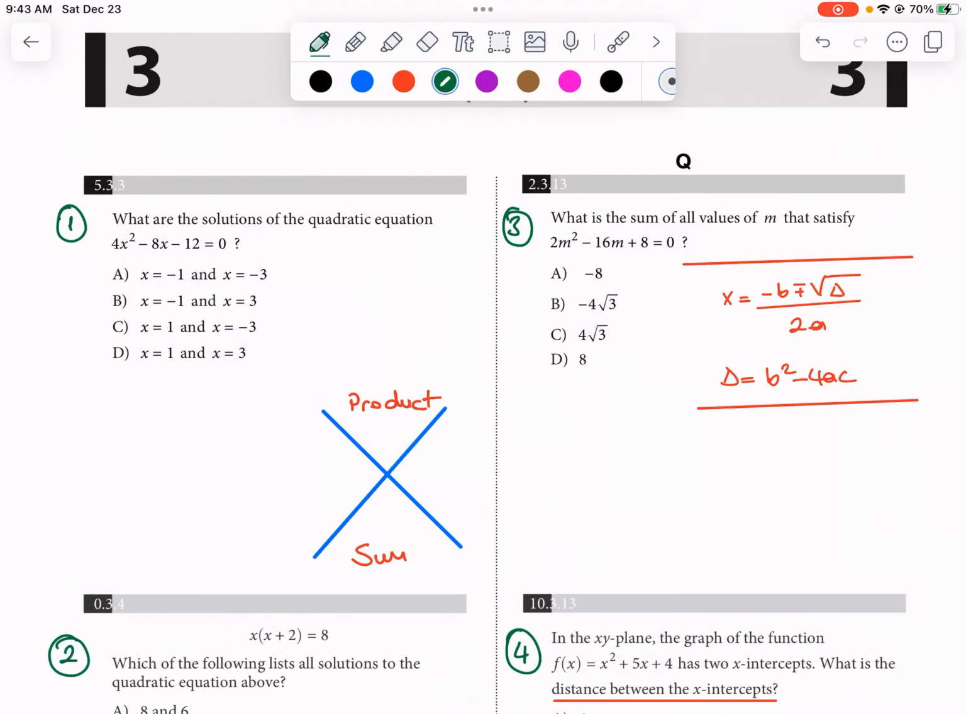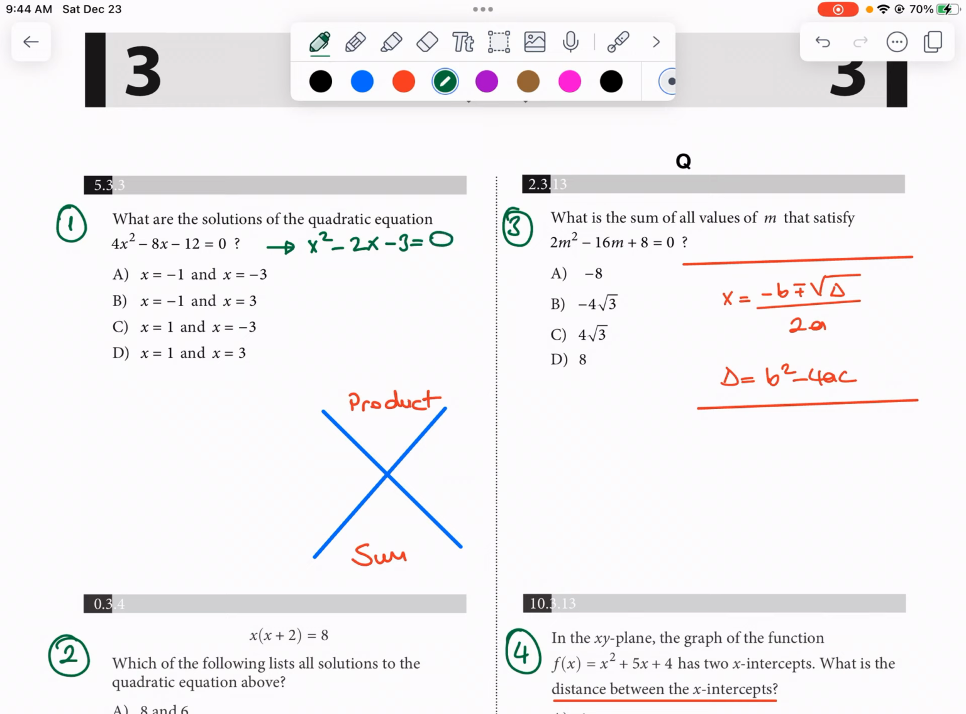Let's get started. Question 1. What are the solutions of the quadratic equation 4x squared minus 8x minus 12 is equal to 0? First of all, we simplify this equation. We divide each term by 4. So 4x squared divided by 4 is x squared. 8 divided by 4, 2. And 12 divided by 4 is 3.